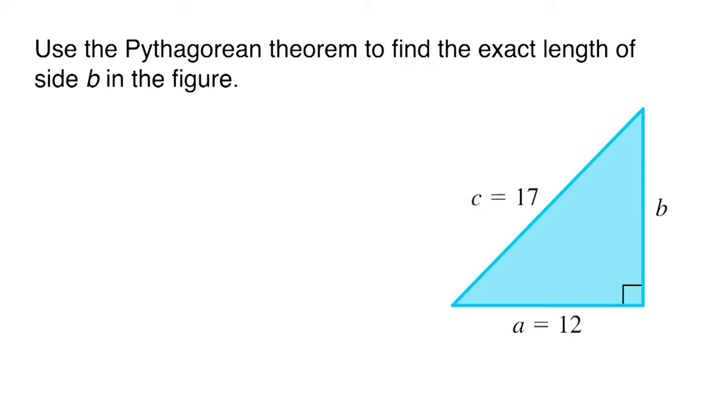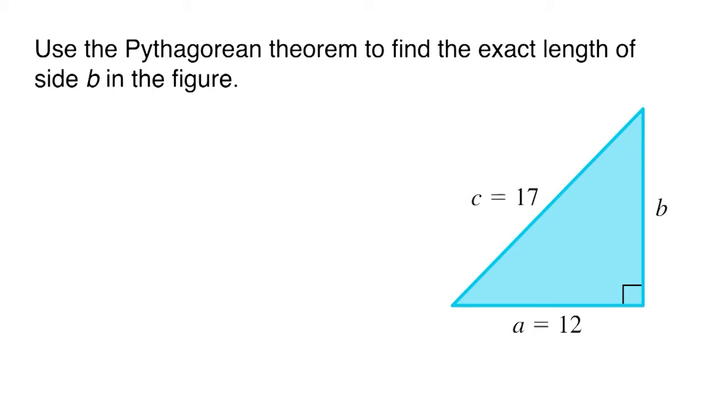Use the Pythagorean theorem to find the exact length of side B in the figure. In the figure, we have a right triangle with side A equals 12, a side with length B that is unknown, and then a hypotenuse with length C equals 17.